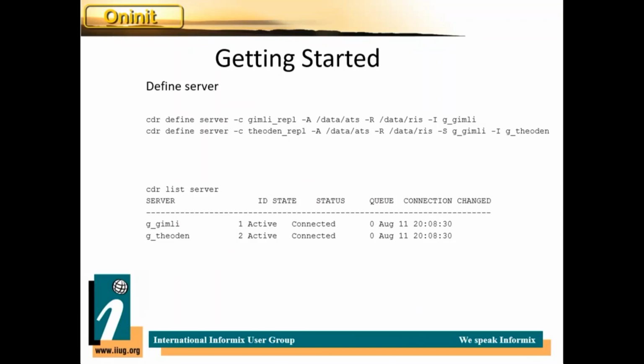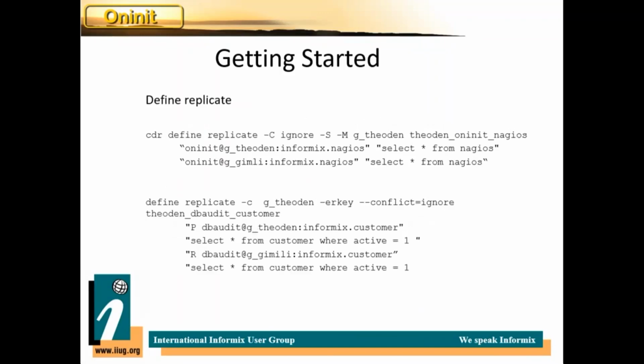So we've now got the servers up and talking to each other, but absolutely nothing is replicating at the moment. We haven't told it how to replicate anything. So now what we need to do is define some replicants. We've got two examples here. Looking at the top one first, we're going to do CDR define replicant -C. C stands for conflict, which we'll touch on a little bit, and is ignore.